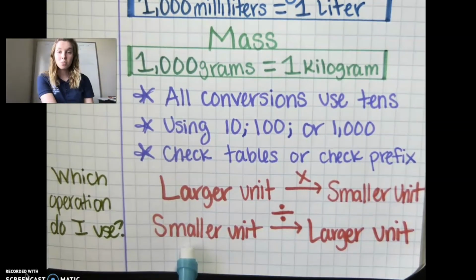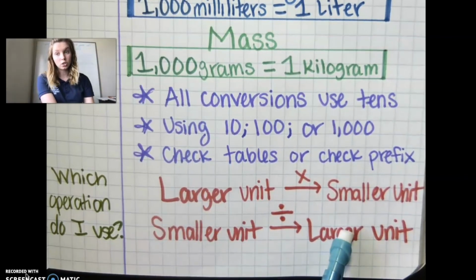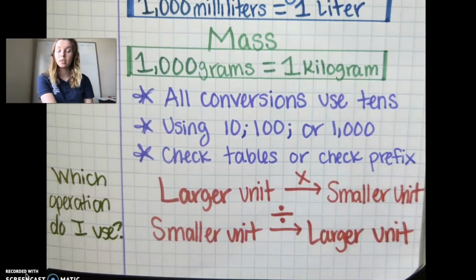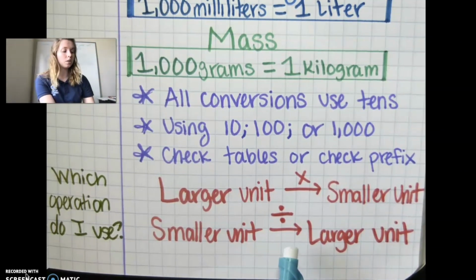If you're going from a smaller unit, like grams, to a larger unit, like kilograms, then you need to divide. The reason for that is if you have a smaller unit, you have lots of them. You have lots of little small units, and you're grouping them to make big units. You're grouping them, dividing them into groups. That's why you would divide.